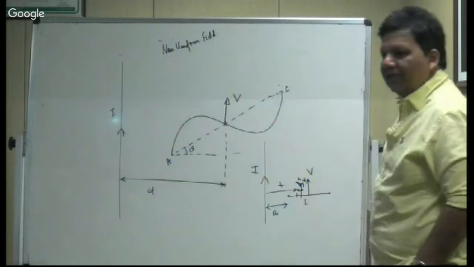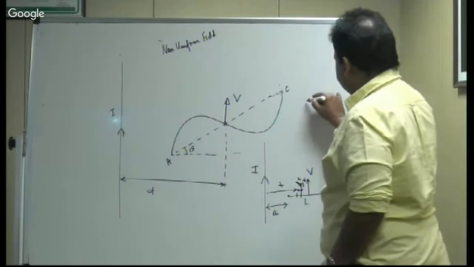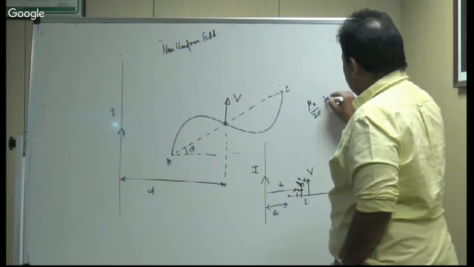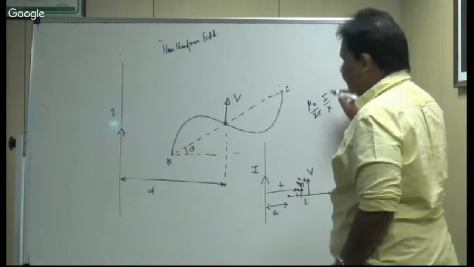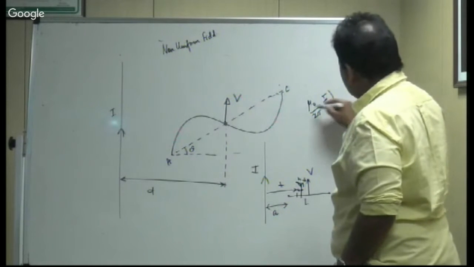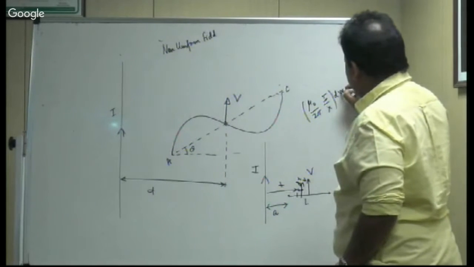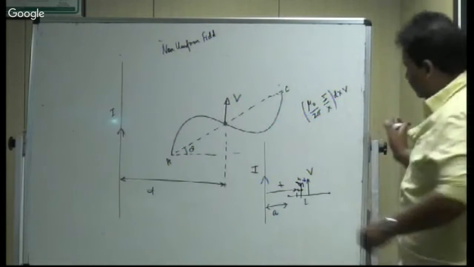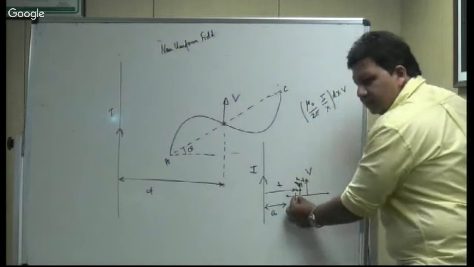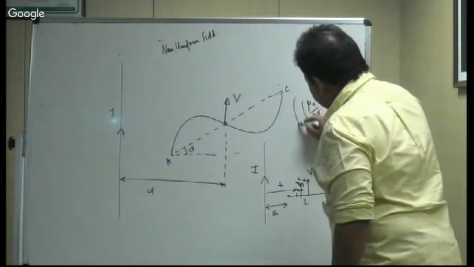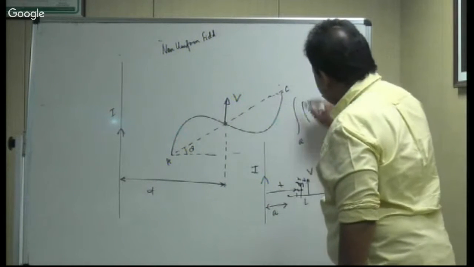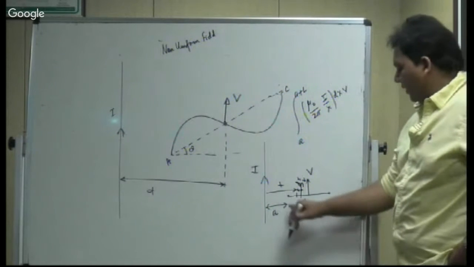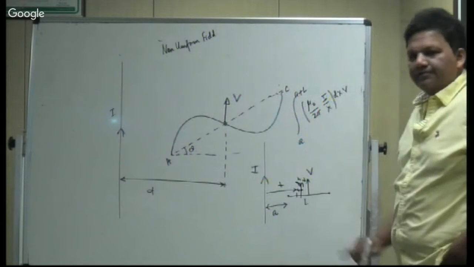इसके क्रॉस इंड्यूस्ड ईएमएफ कितना जनरेट होगा? बोलो. μ0 upon 2π I by x into v into dx, a small potential difference here. And if I integrate this from a to a plus L, I'll get the required EMF between these two terminals.